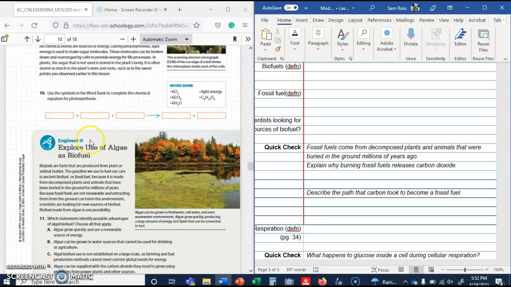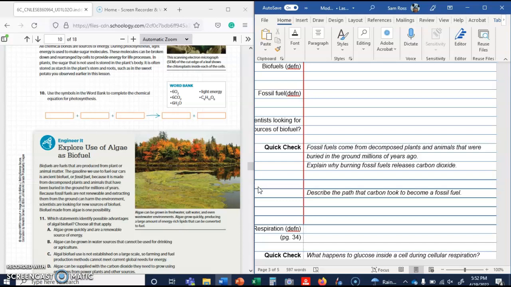Burning fossil fuels releases carbon dioxide because the bodies of living organisms are made up of carbon molecules, such as sugars. Okay? And then it says, describe the path that carbon took to become a fossil fuel.